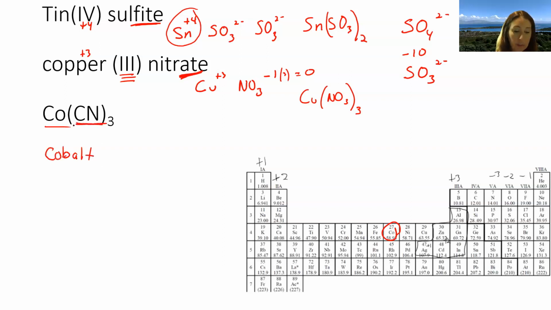Cobalt, polyatomic ion. Remember, if you see a metal, and there's more than one atom after the metal, you're looking at a polyatomic ion. This is cyanide.